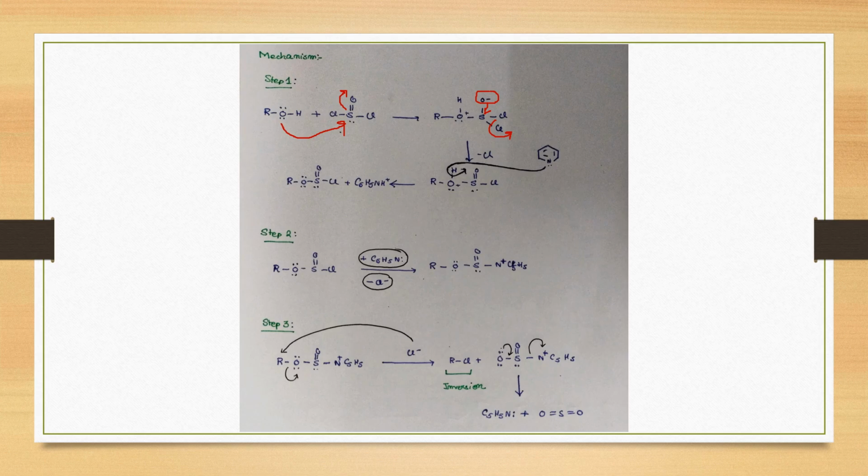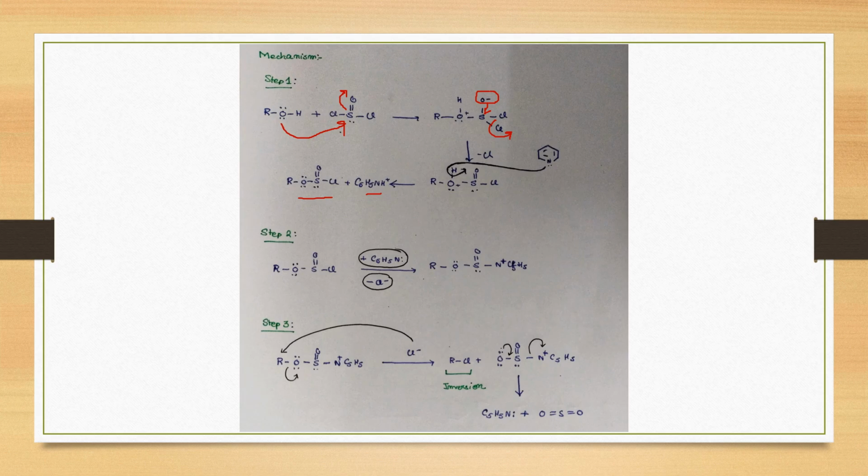Next, the pyridine is coming into action. Earlier, the chlorine used to take away the hydrogen to form HCl, but here pyridine is taking the hydrogen to form ROSO2Cl and a cation. Coming to step 2, what is happening here?